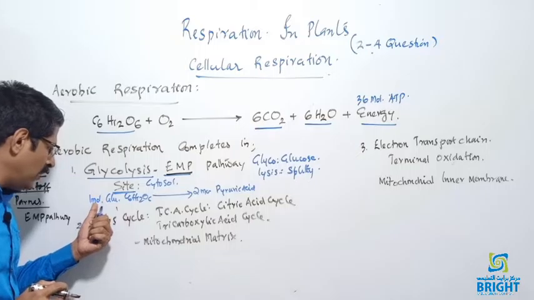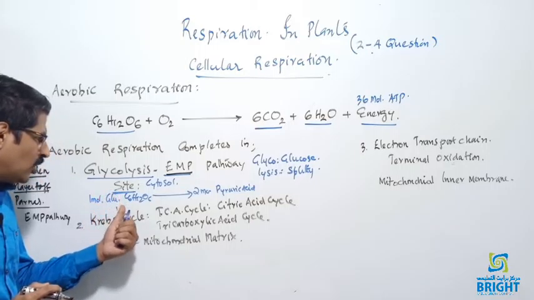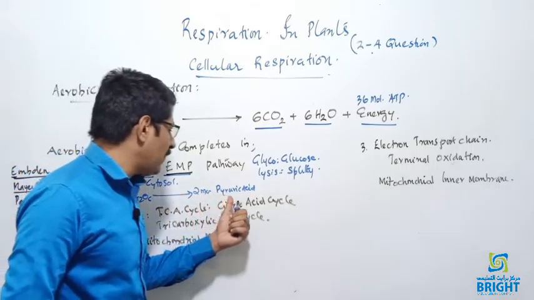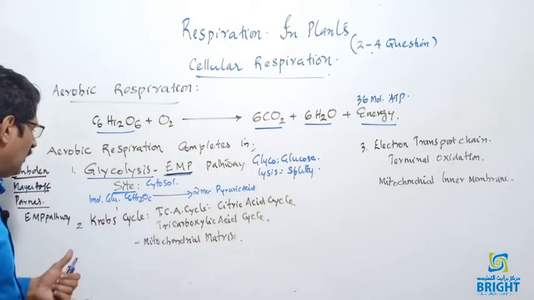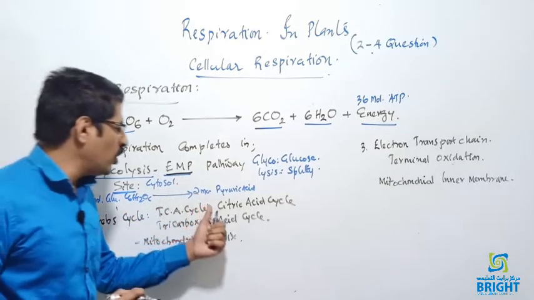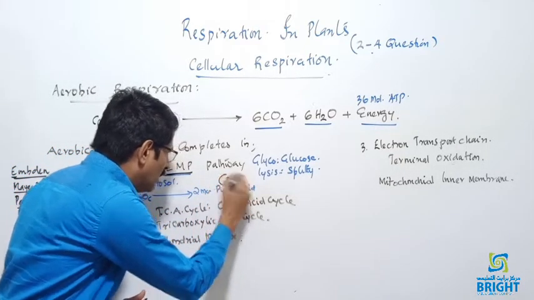Here 1 molecule of glucose undergoes breakdown through a series of enzymatic processes that end in the production of 2 molecules of pyruvic acid. 1 molecule of glucose, a 6 carbon compound, breaks down into 2 molecules of the 3 carbon compound pyruvic acid.